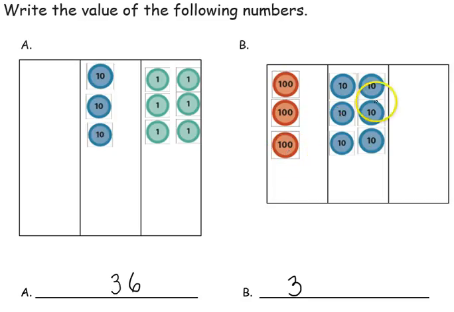In the tens column, I have 6 disks. Each disk is worth 10, so in the tens column I have 60 or 6 tens, and I do not have any disks in my ones column, so I'm going to put a 0 in my ones place. So you can see, even though the two problems have the same number of individual disks, because the disks are in different place value columns, the numbers have a different value.